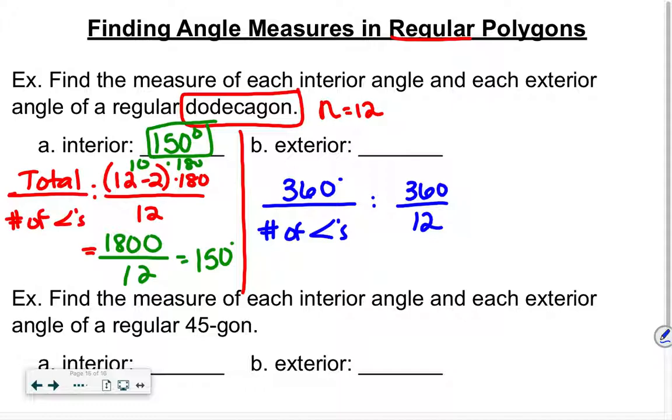12 again is because it's a dodecagon, so it all depends on how many angles it has. And what's 360 divided by 12? 30, and that's what each exterior angle would be. We'll try it again with the 45-gon. And to check yourself, they should always add up to 180.